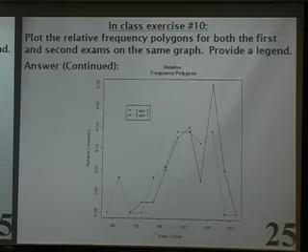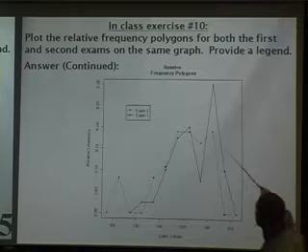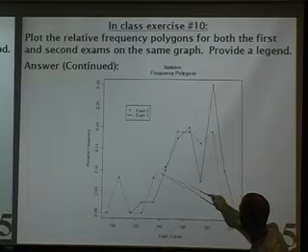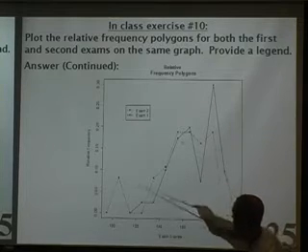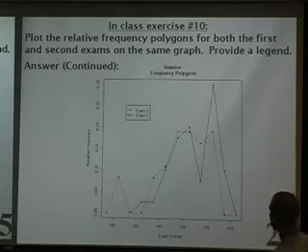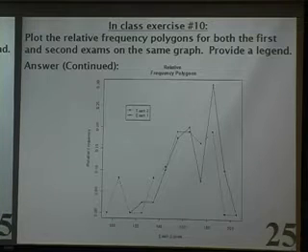And the nice thing is, here I noticed that exam 1 is sort of bimodal, where exam 2 really is not at all, although it does have sort of a few people that did really bad out there. Okay, any questions on making the polygons on the same graph?